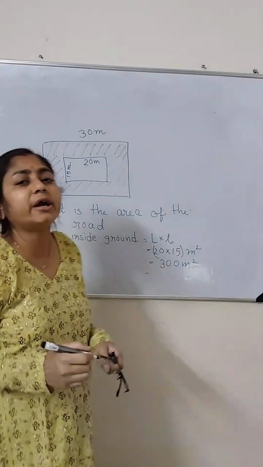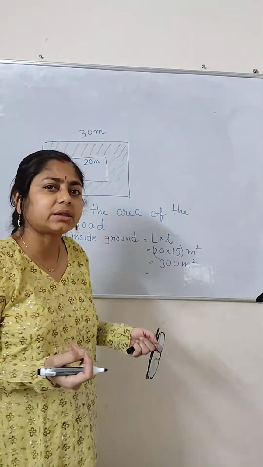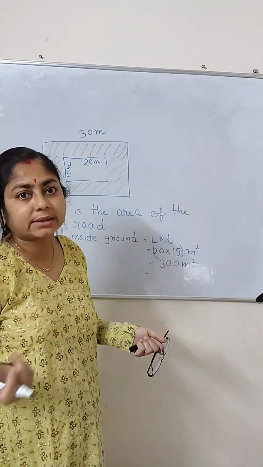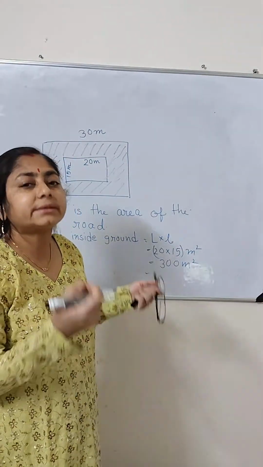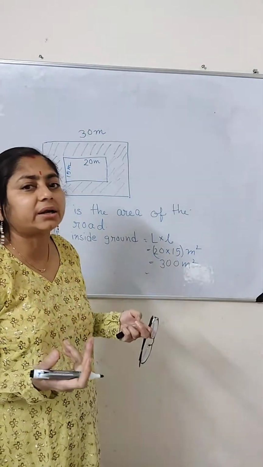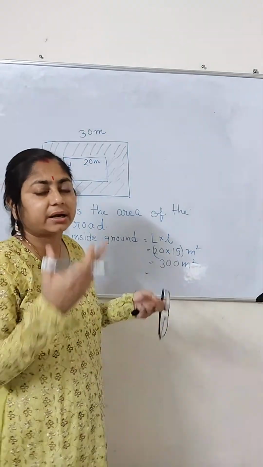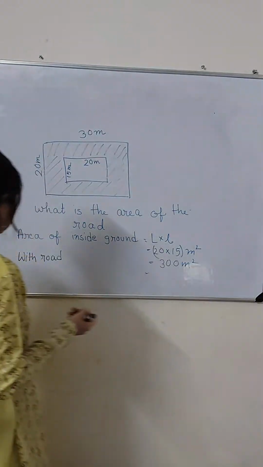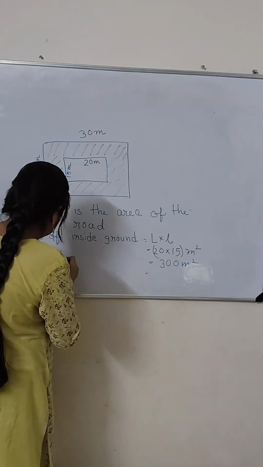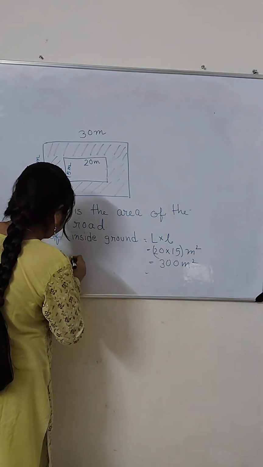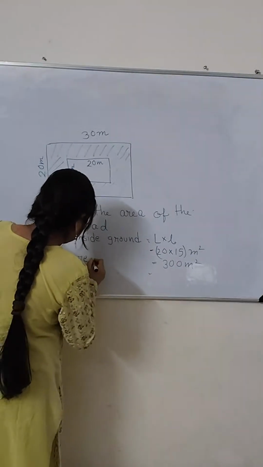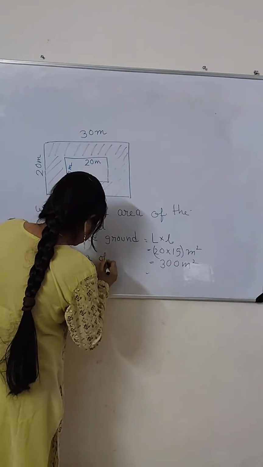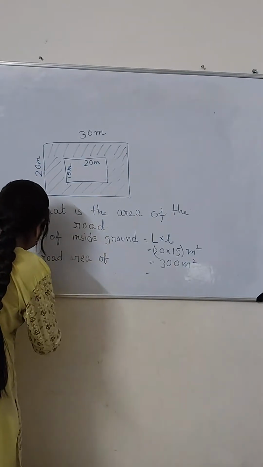My students who joined today's class can't understand anything. In the chat box, no answer. Please write your answer. Then how can I understand that you are joining the classes and understand everything? Which road? Area of ground.